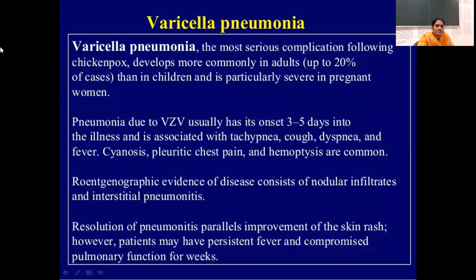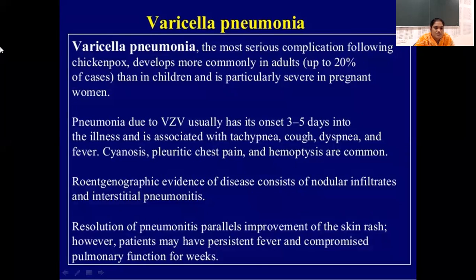The next complication is varicella pneumonia, the most serious complication following chickenpox. It develops more commonly in adults than in children, and is particularly severe in pregnant women. The pneumonia due to varicella zoster virus usually has its onset 3 to 5 days into the illness and is associated with tachypnea, cough, dyspnea, and fever.